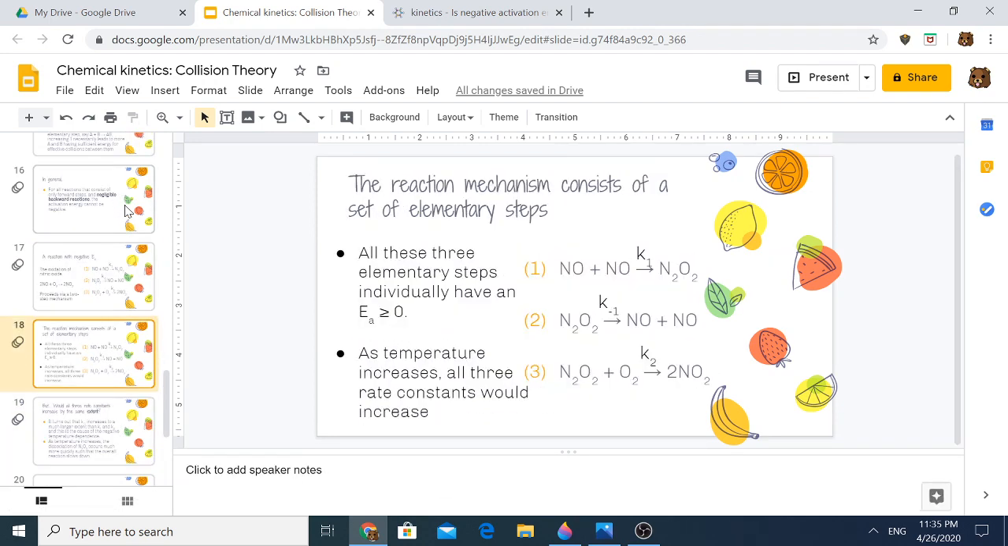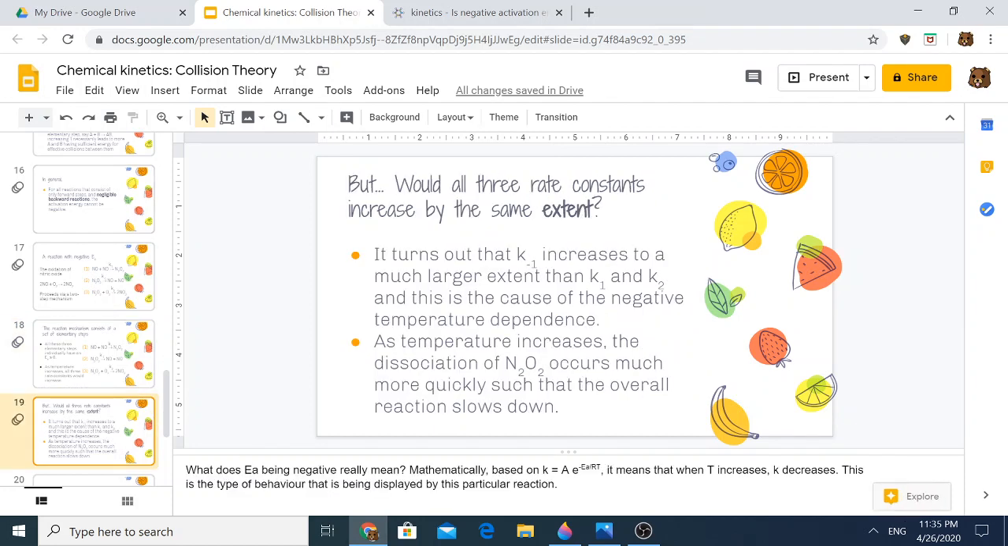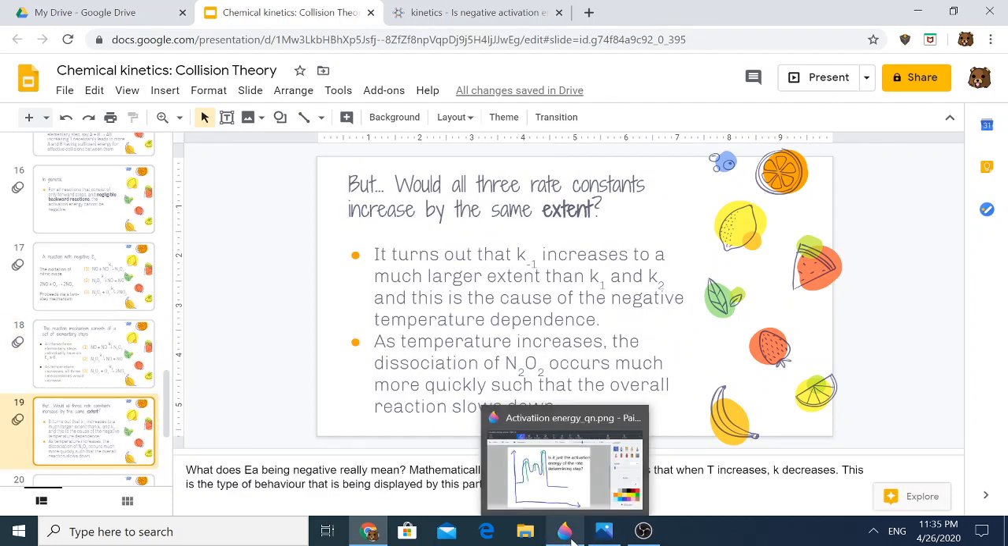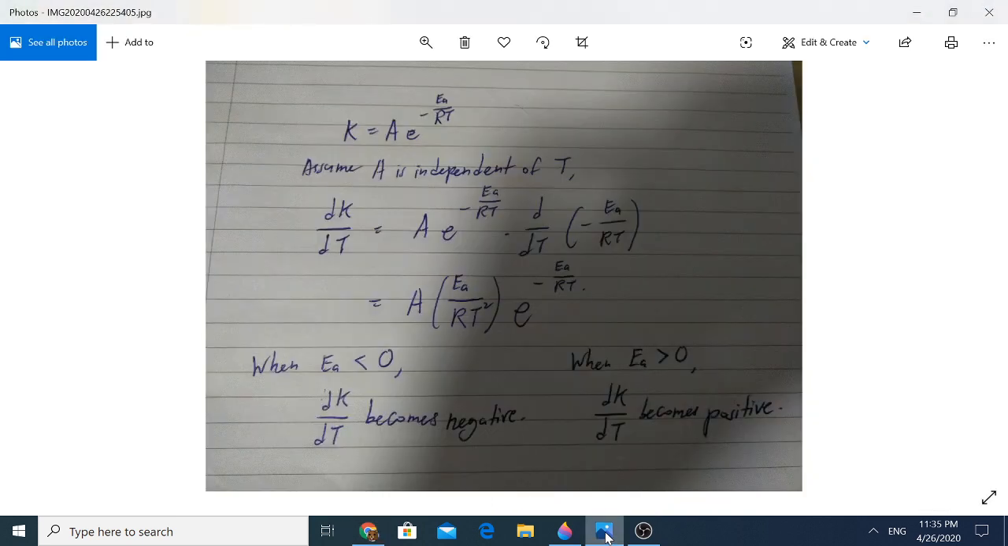If you can't see that, don't worry, if you want more concreteness, I have written a mathematical proof here, in this handwritten proof. If you just consider K equals A e to the power negative EA over RT, and assume the pre-exponential factor A is independent of temperature, I can do a simple differentiation. It's just differentiating in an exponential form, and in the end you get A times EA over RT squared times the exponential factor. So you can see clearly the exponential factor is at least more than 0.